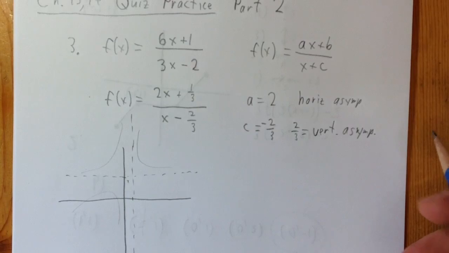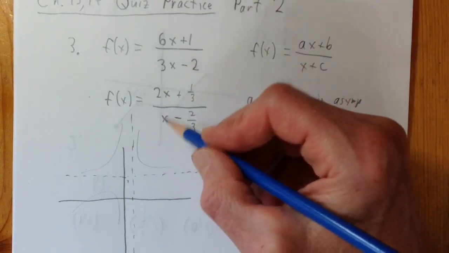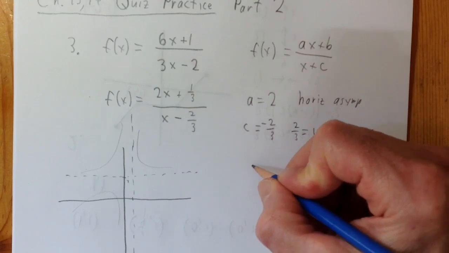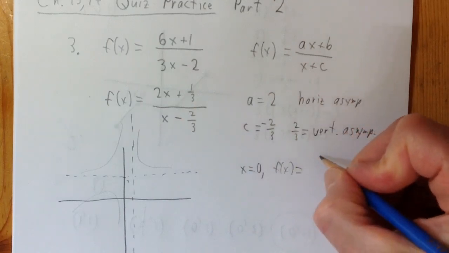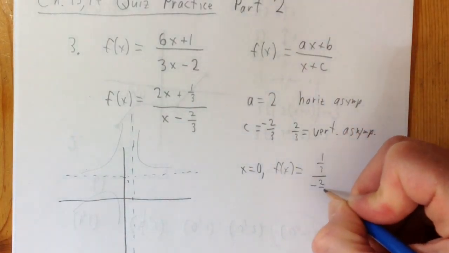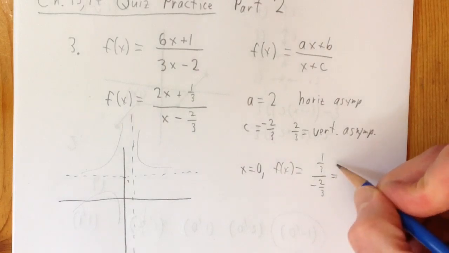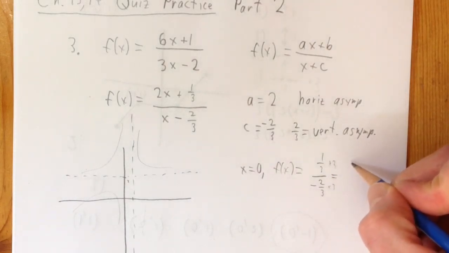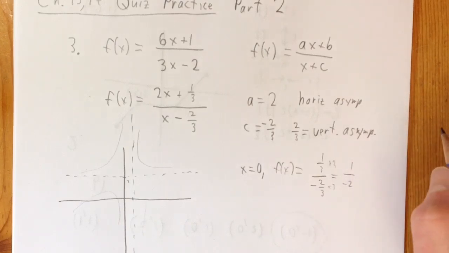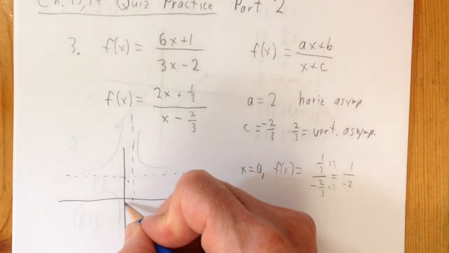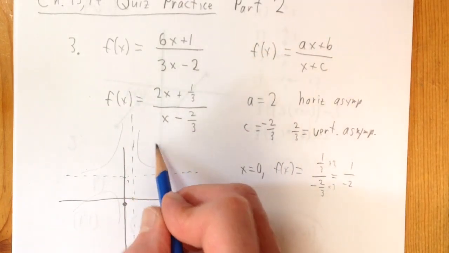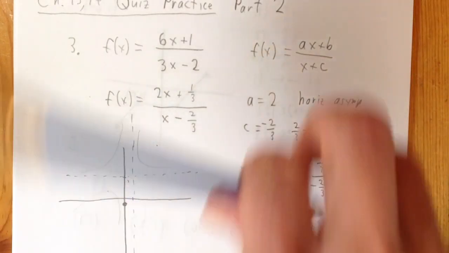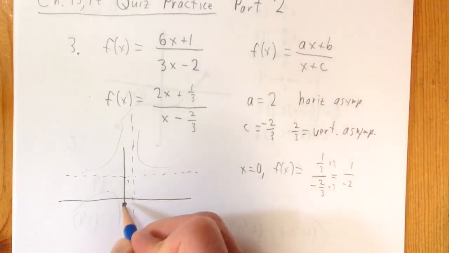Typically the easiest point is when x equals 0. So when x equals 0 in mine, f of x is 1/3 over negative 2/3. Multiply top and bottom by 3. That's just 1 over negative 2, or negative 1/2. So when x equals 0, y is negative 1/2. x equals 0 is here, negative 1/2 is something like there. So that's a point, so I know the graph must be in this quadrant and this quadrant. Now I do my best to connect some dots and make it look good.